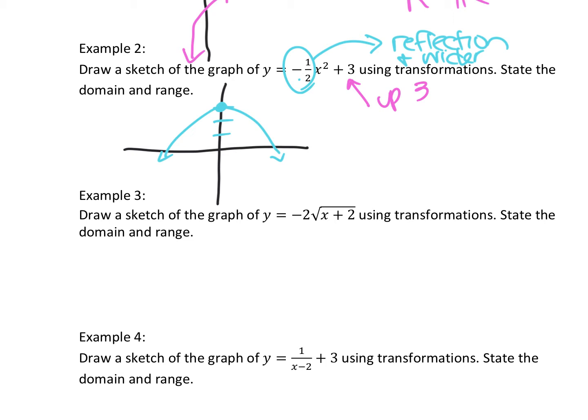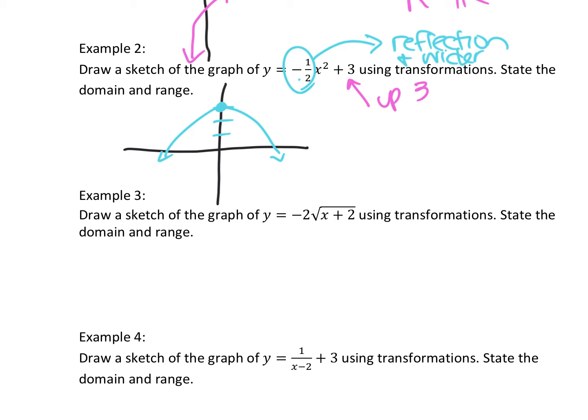The 1/2 out front. Usually there's a 1 out front, so we have a normal width for a quadratic. A 1/2 pulls it wider. So if it's a fraction between 0 and 1, it goes wider. If it's a bigger number like 2, 3, 4 in front of the x squared, it makes it skinnier. Yes? Any questions on that one?